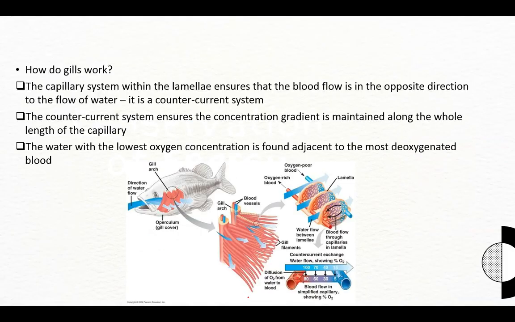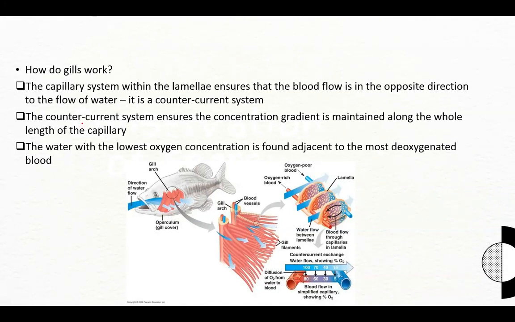So how do gills work? The capillary system within the lamellae ensures that the blood flow is in the opposite direction to the flow of water. So we have this counter current system taking place here, unlike what we have going on in mammals where we have our lungs, or land creatures. So this diagram here shows us the fish. We have the gill system set in place here, and it's showing what happens.